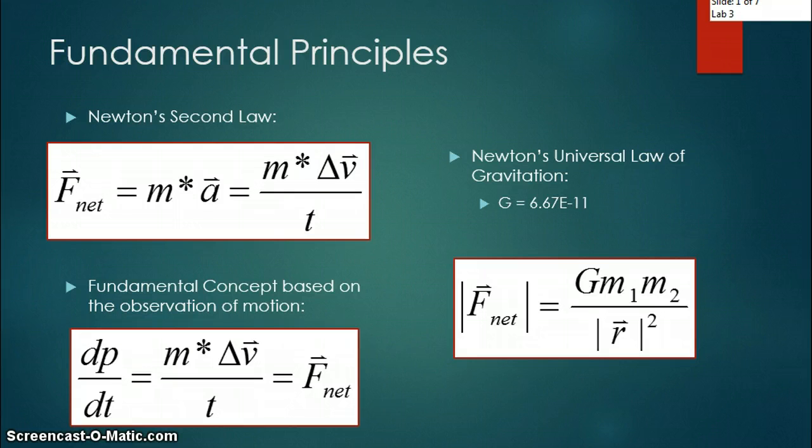Newton's universal law of gravitation is used to calculate the net force between two objects when they are the only objects acting on each other. This equation shows that the magnitude of the net force is equal to big G times mass 1 times mass 2 divided by the magnitude of distance squared, where big G is equal to 6.67 times 10 to the negative 11th. By using all three of these principles, we are able to calculate the mass of the black hole.